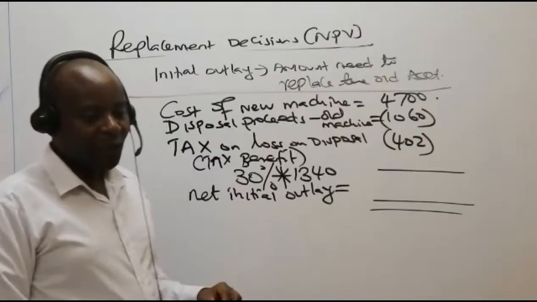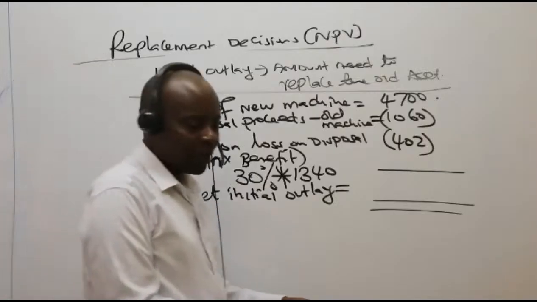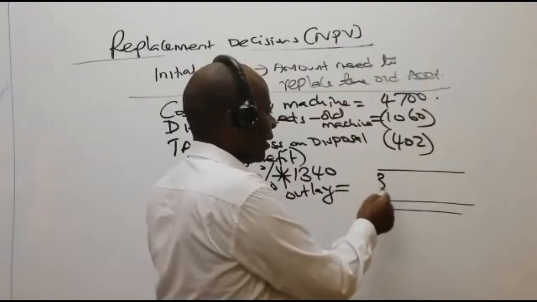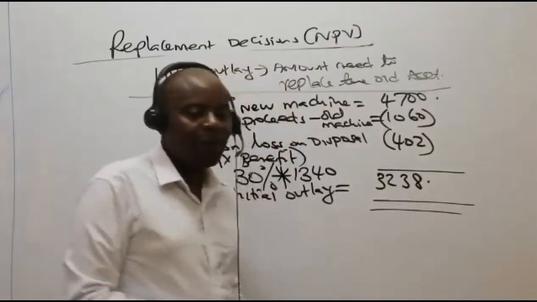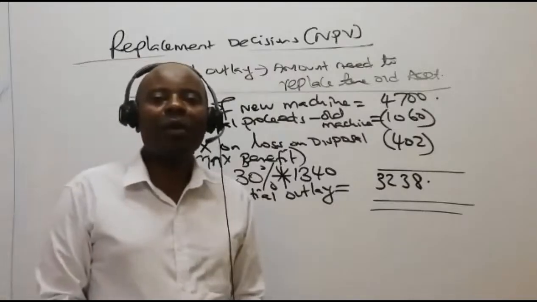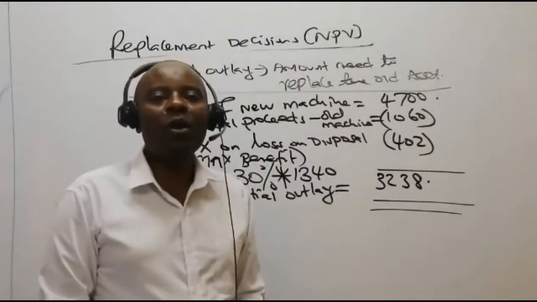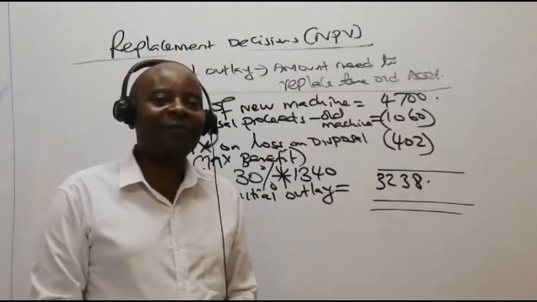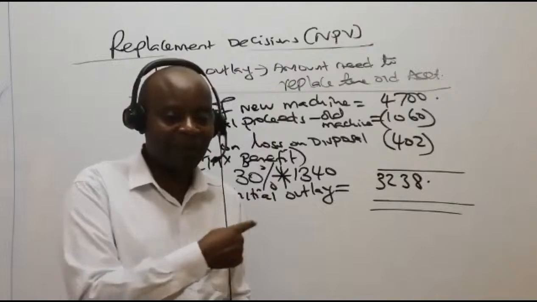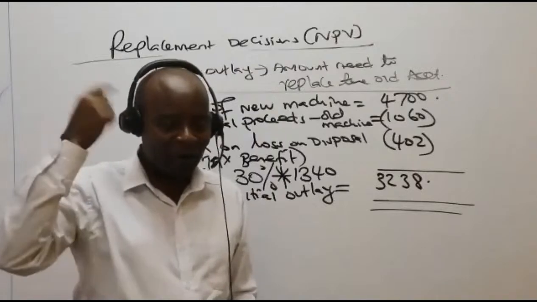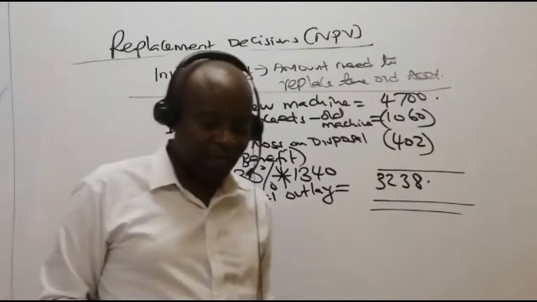We add, yes. So it gives me a figure of 3238. So 3238, 3238. This is a very important figure. Remember, at the end of the day, this examiner would need us to calculate net present value. So it's a figure that I expect you to have at the back of your mind. We'll want to use this figure next.